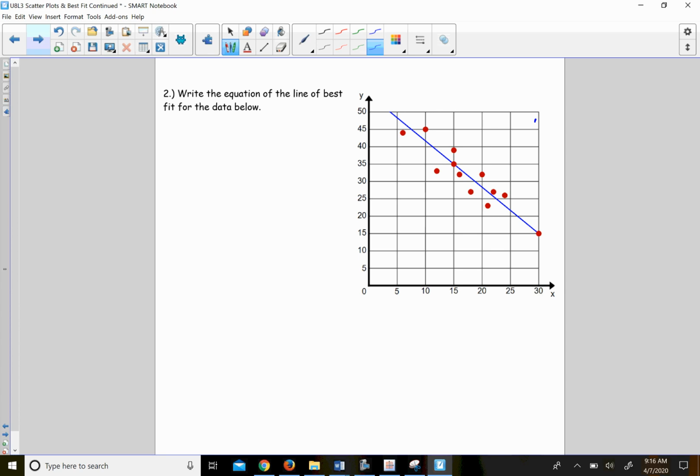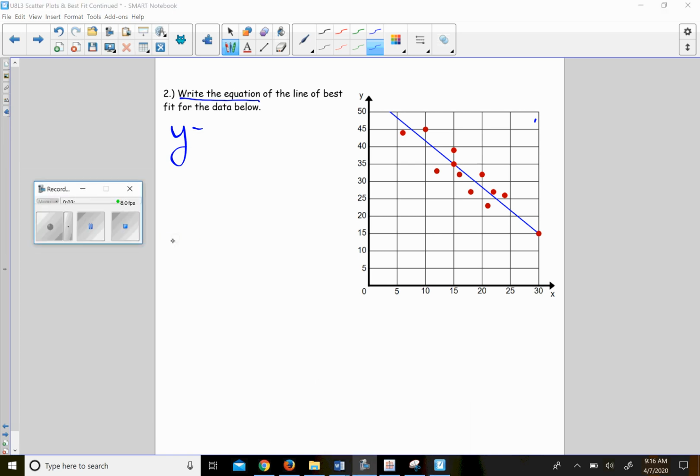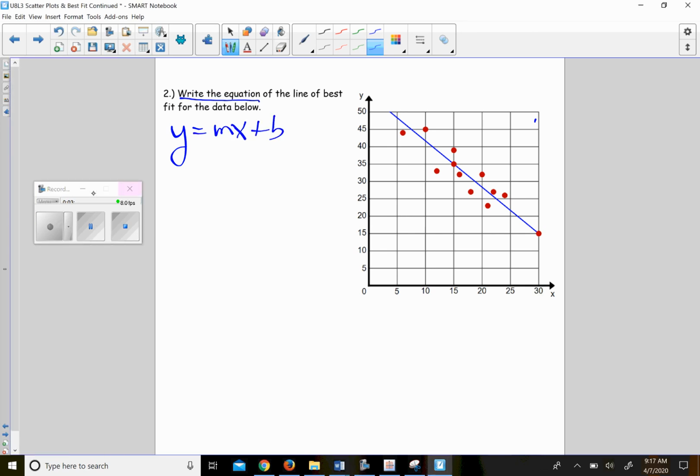All right, number 2, write the equation of the line of best fit for the data below. All right, so again, I'm looking for an equation. I'm looking for y equals _ x plus b. So we're going to find the slope and the y-intercept to fill in here. So I'm noticing that the y-intercept is not going to be shown to us. So it's not going to be as simple as number 1. But let's start with slope.